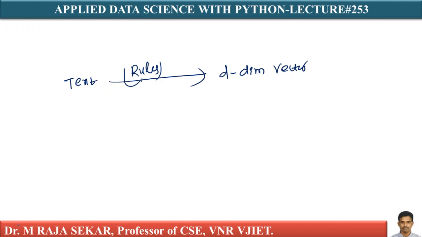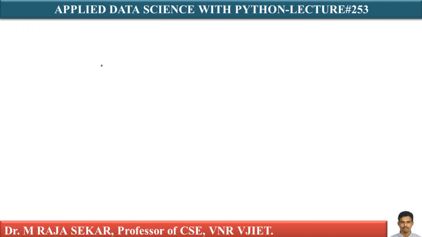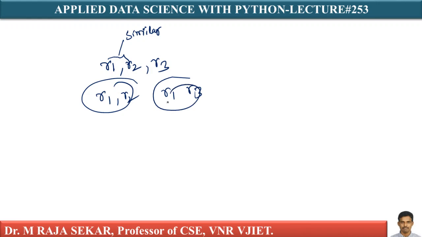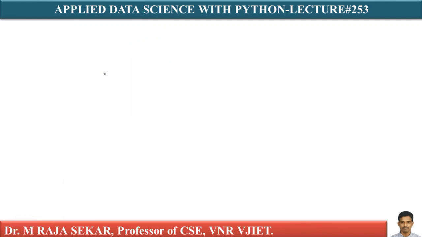Let's assume there are 3 reviews, R1, R2 and R3. Just for simplicity, I am assuming there are 3 reviews. Let me say R1 and R2 are similar. Let me assume R1 and R2 are more similar semantically than R1 and R3. Similarity in the sense that they are similar in the context of the English language. Let me assume the similarity between R1 and R2 is greater than the similarity between R1 and R3.